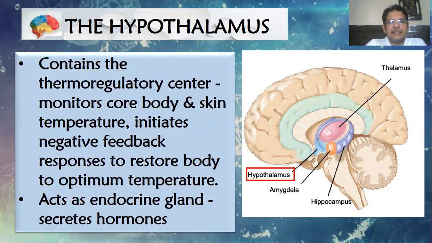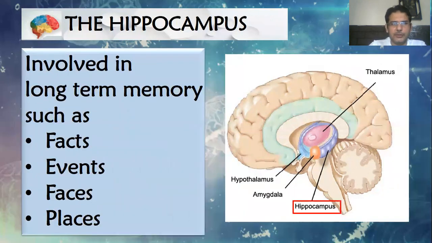And it also acts as an endocrine gland that secretes hormones. You are very much familiar that the hypothalamus is actually a gland in the brain that secretes hormones, and it's involved in different functions that we'll discuss in a later portion. So the hypothalamus is involved with the body temperature, and also it secretes the hormones in the body. Then we are going to talk about the hippocampus. Hippocampus is also connected to the thalamus.